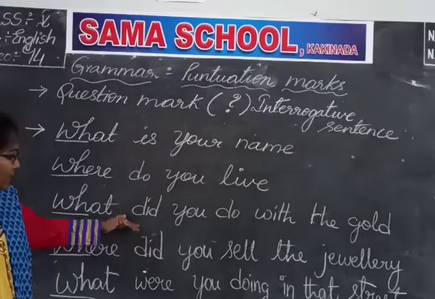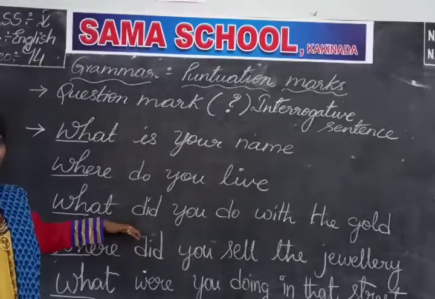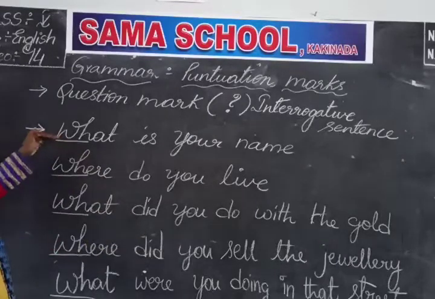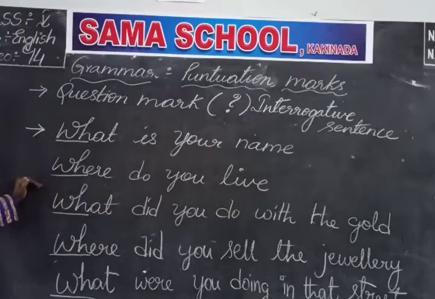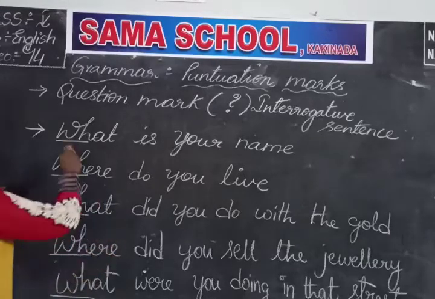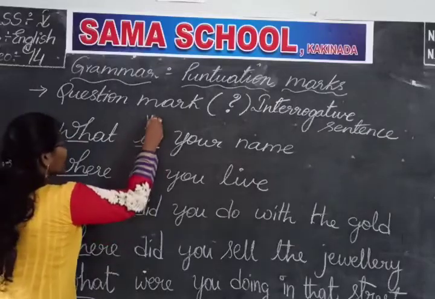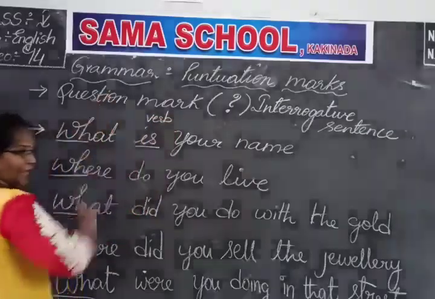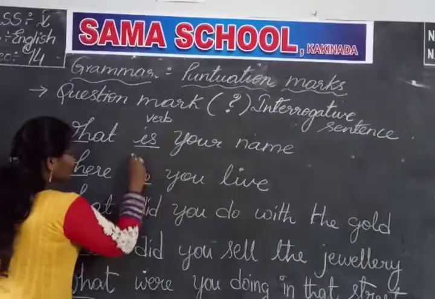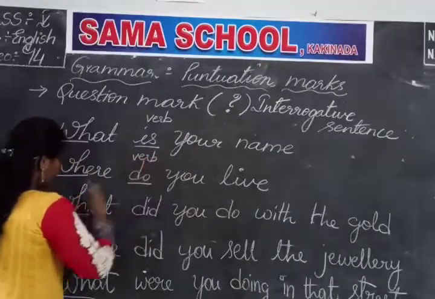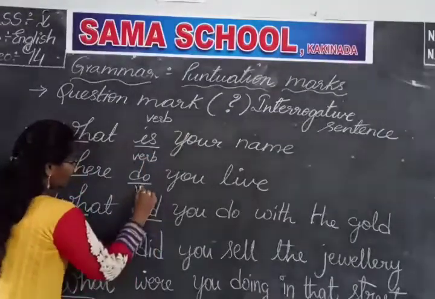Why I remind you of this is, in the next sentence when I tell you, we use a WH word also in some cases, but there will be a slight change. I don't want to confuse. I'll explain in detail. Just let us come to this one. What is? Is a verb, a supporting verb. Where do? Do is also a verb, a supporting verb. What did? Did is also a supporting verb.